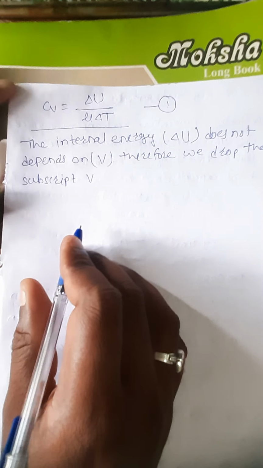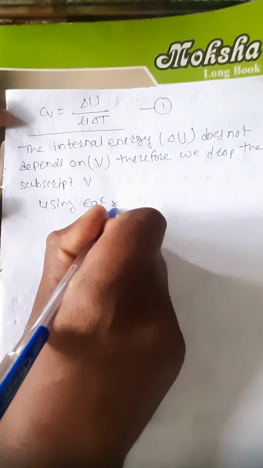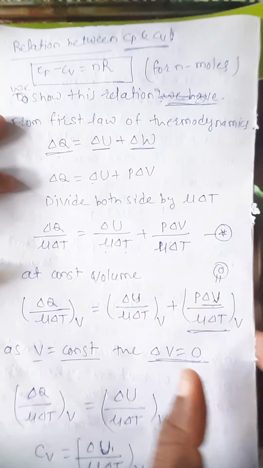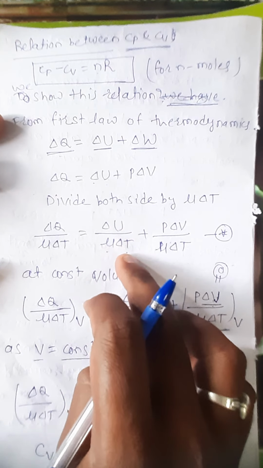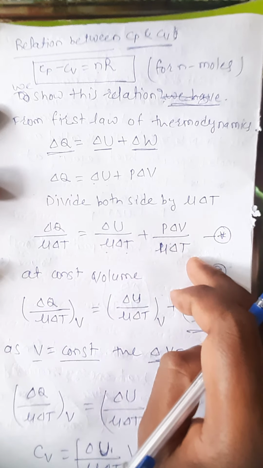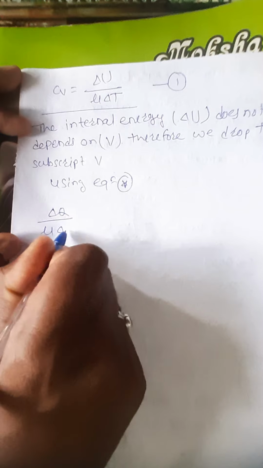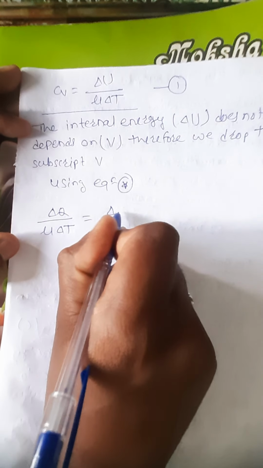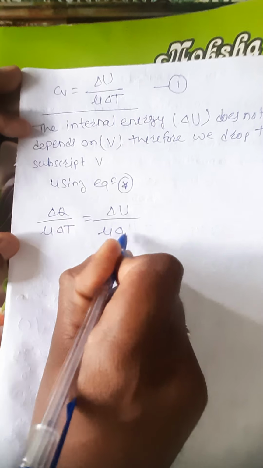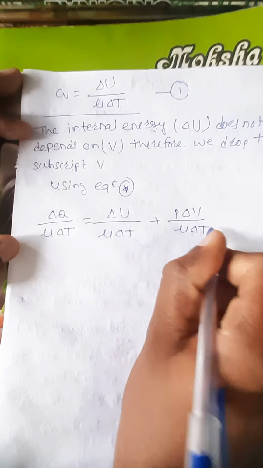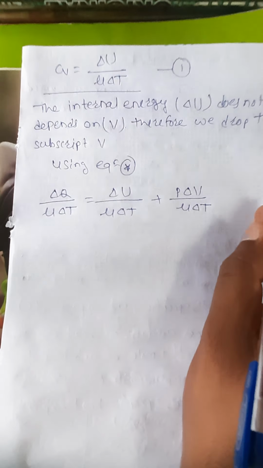Next, again using equation star. What is equation star? Delta Q divided by mu into delta T is equal to delta U divided by mu into delta T plus P into delta V divided by mu into delta T. Now this is for constant volume.